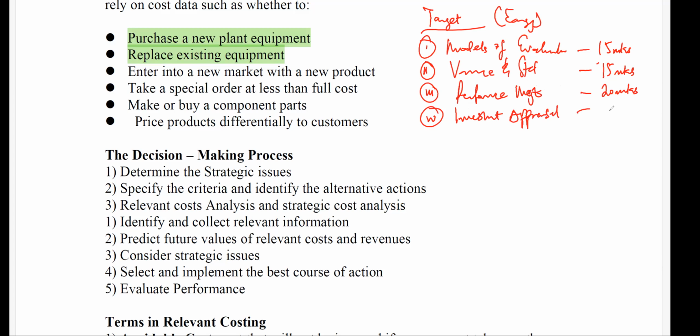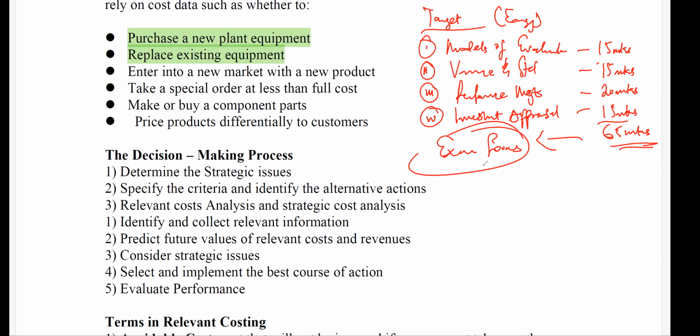Then investment appraisal, making 15 marks. How many marks do we have now? Is it not 65? Yes. So for my students, this is your exam focus, right? And trust me, if you go by this route, you are going to be safe. You are not going to struggle. Management accounting is always a sure banker.